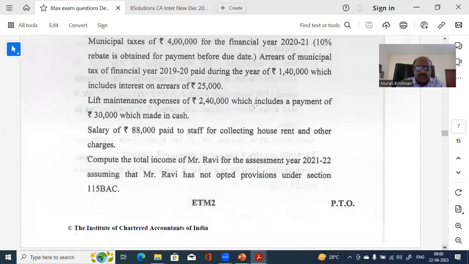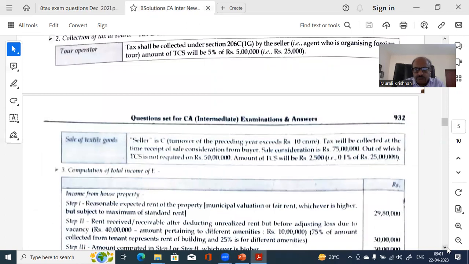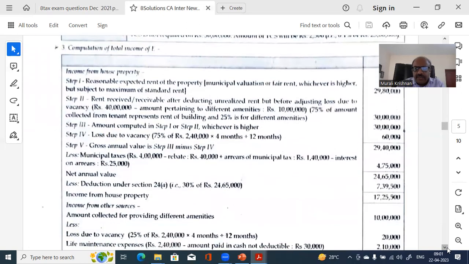So this is the question. So let us look at the solution. I'm not getting into this part because Singhania have done it differently, but they have arrived at the net and gross annual value as 29 lakh 40. So please arrive at it separately the way we have discussed. I'm not getting into that.